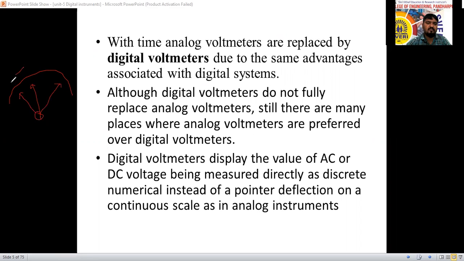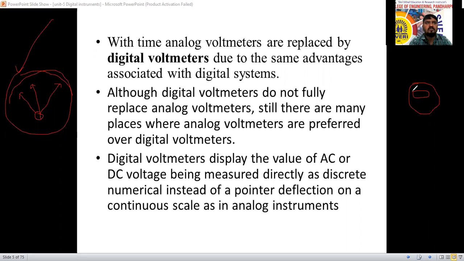Still some vehicles display analog meters only, and some of the new vehicles have been replaced with digital meters. So it is not completely replaced, but in research laboratories and all those places, we use analog almost. And one more example: the petrol pump uses digital only. And for the wheel, whenever we want to fill air, that is also analog only, the pointer rotates and shows the number over there.